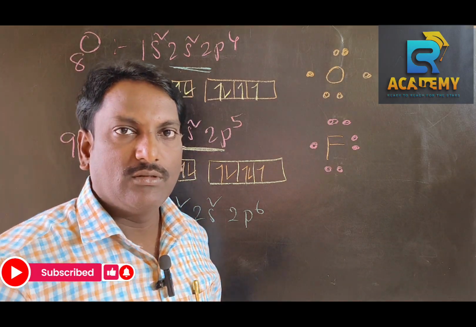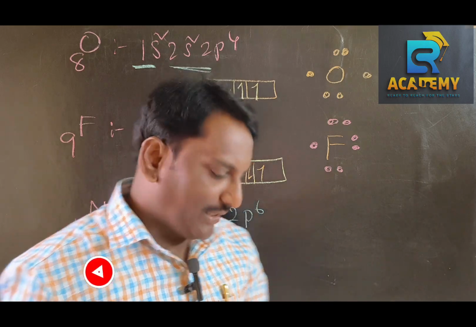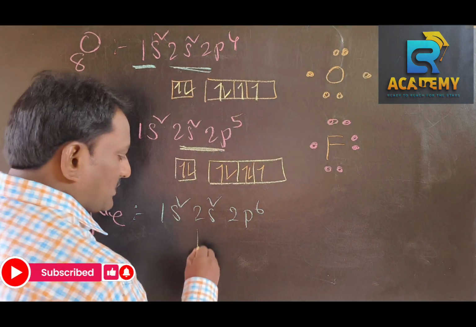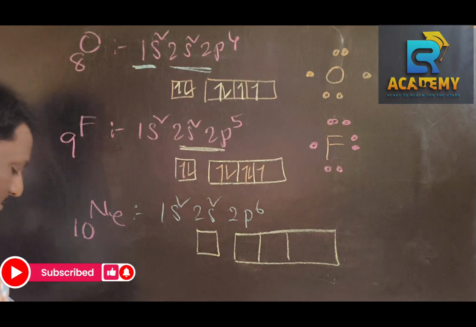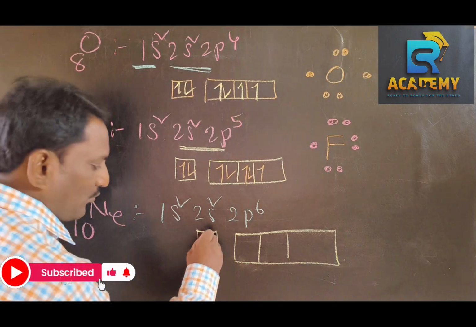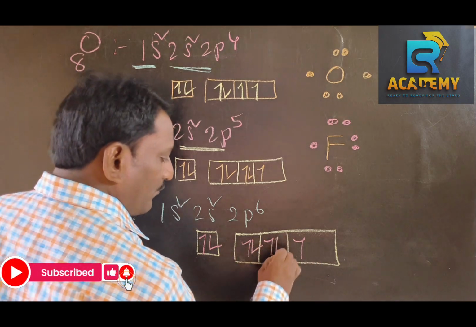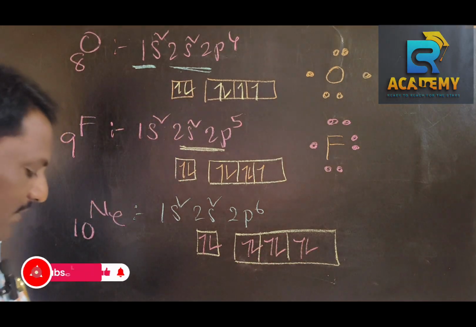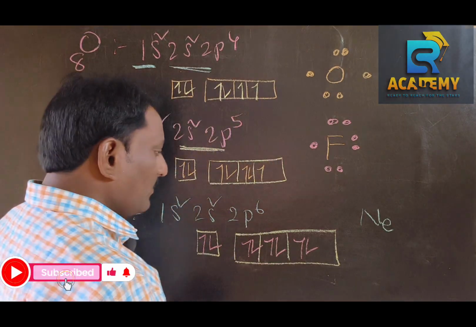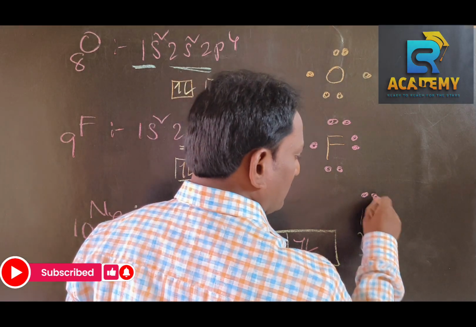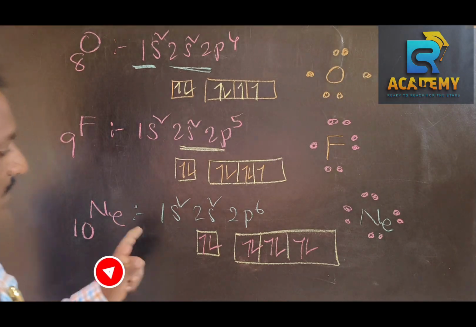8 valence electrons. If the element has more than 4 valence electrons, we need to find out paired and unpaired electrons by box representation. S means one box, P means 3 boxes. So electrons must be filled in this way: 1, 2, 1, 2, 3, 4, 5, 6. 4 pairs of electrons. The neon Lewis dot structure will be 4 pairs of electrons.